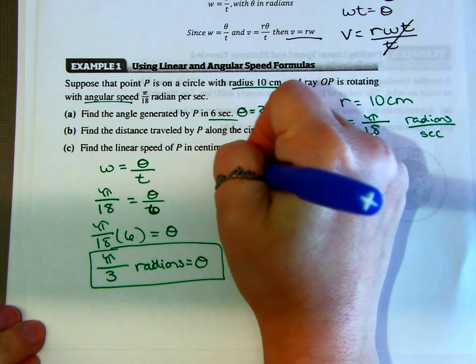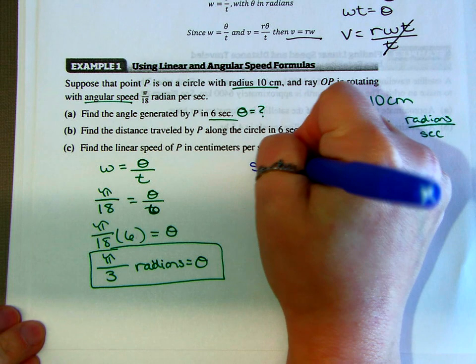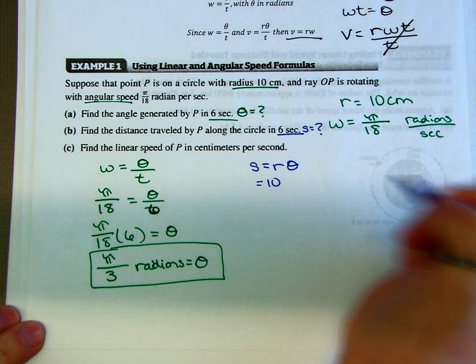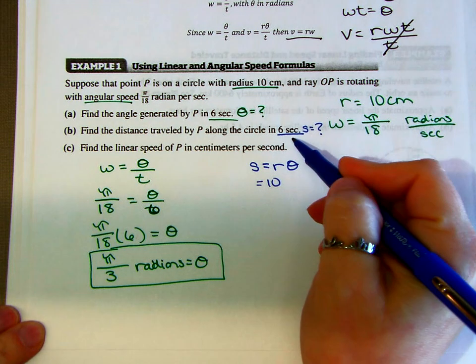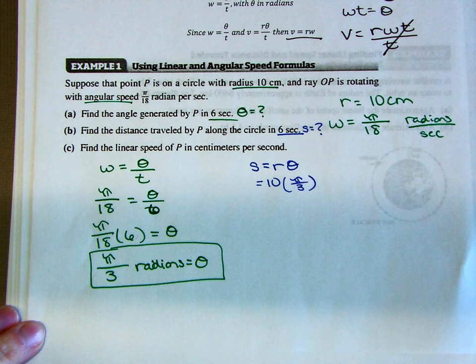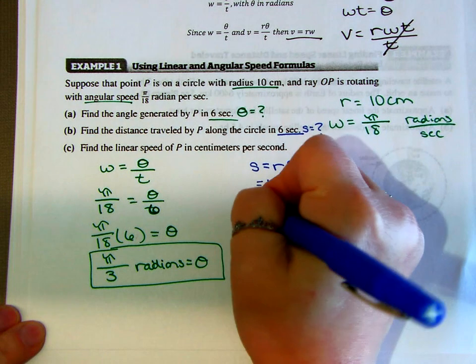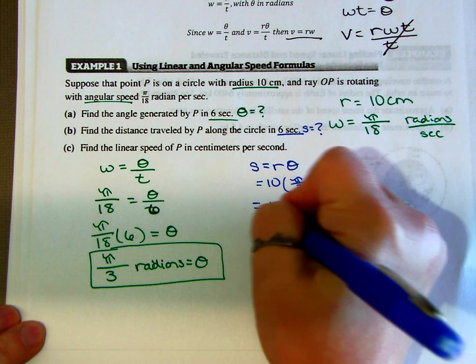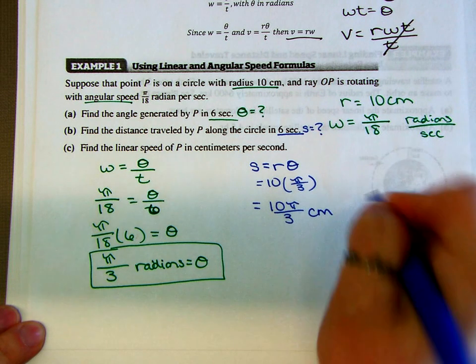Well, S equals the radius times theta. That's your arc length equation. It told us our radius was 10 centimeters. And we found out that in 6 seconds, our theta is pi over 3. So that means we have 10 pi over 3 centimeters.